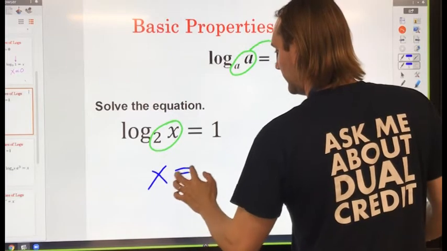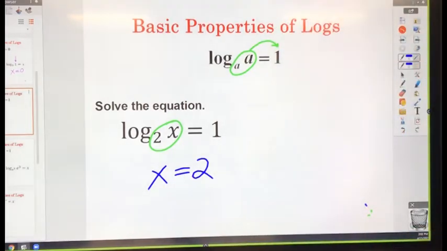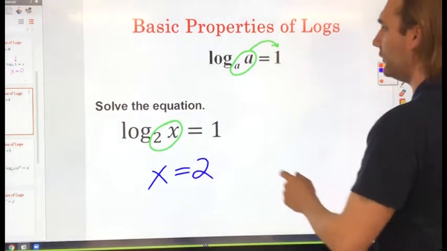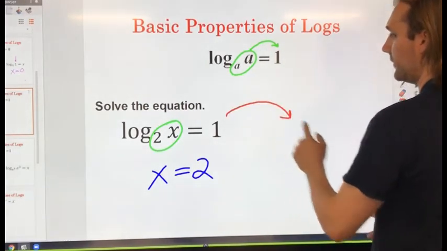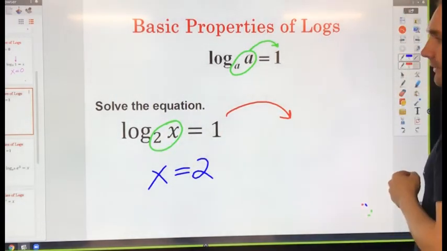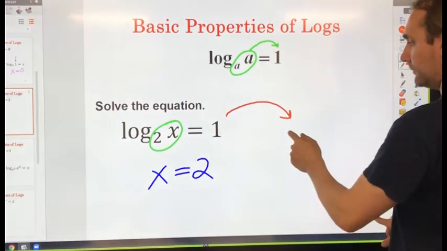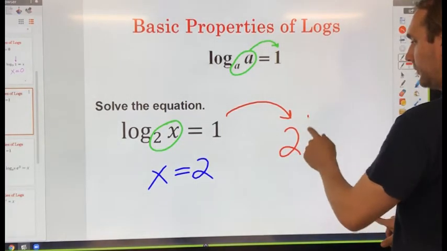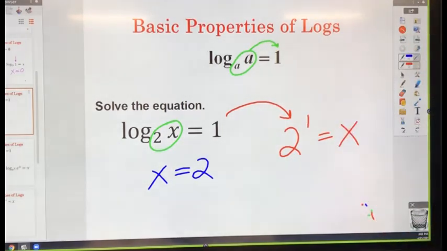X equals 2. Now, it seemed like you were struggling with that. That's fine. What if you didn't use this property, and you used conversion? So let me convert log base 2 of x equals 1 as an exponent. What's the base of my exponent? 2. What's the power? 1. 2 to the power of 1 equals x. Well, there you go. You can clearly see that x equals 2.